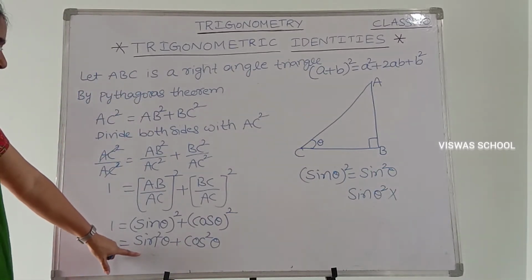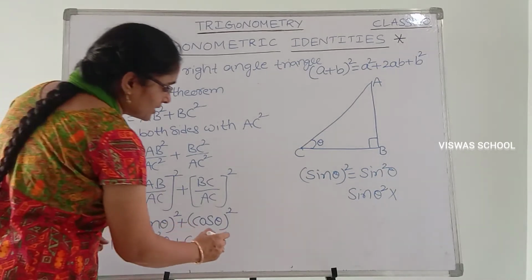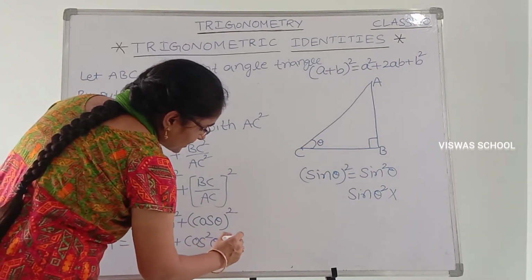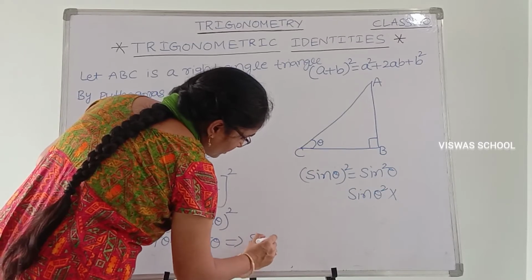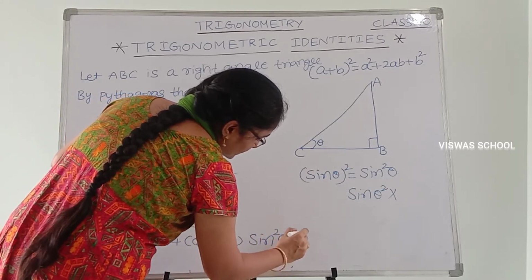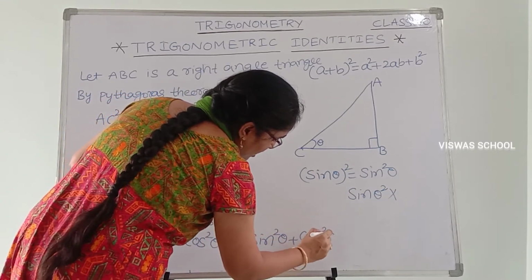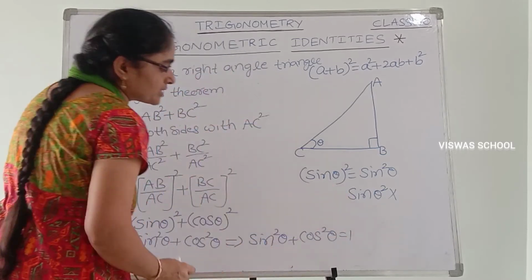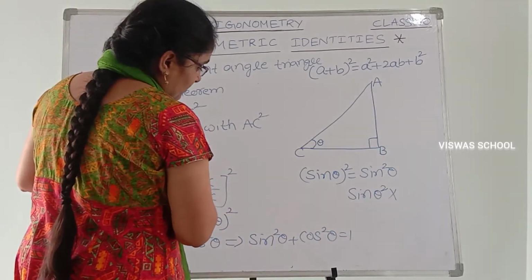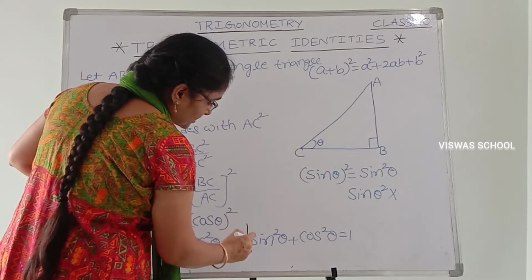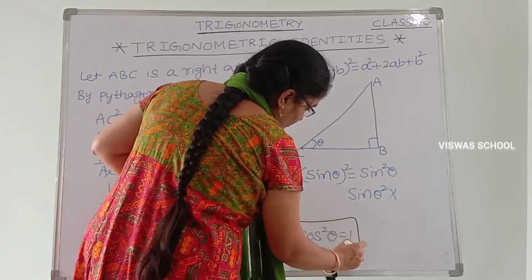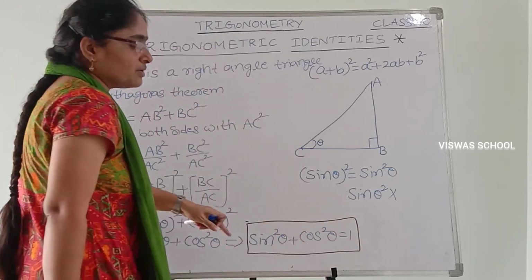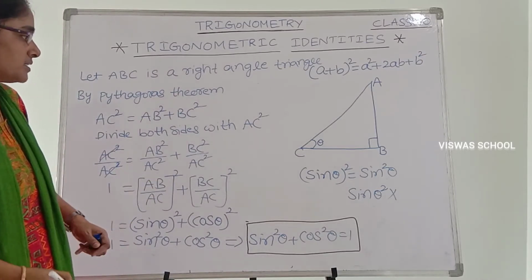That means the trigonometric identity, the first trigonometric identity, is sin square theta plus cos square theta equals 1. This is the first trigonometric identity.